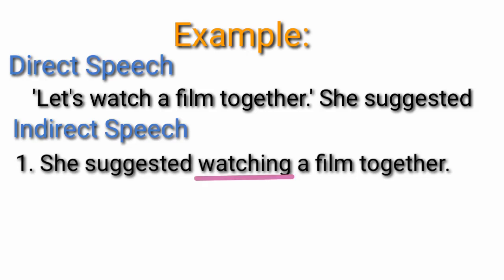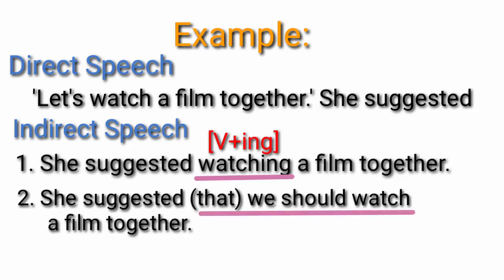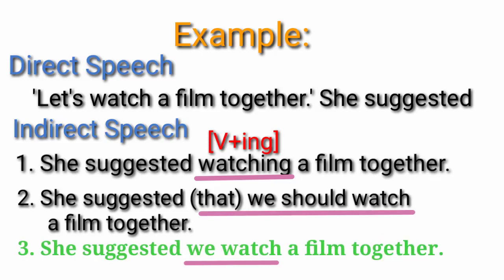And here we have the gerund, verb plus ing. Two. She suggested that we should watch a film together. So here, statement with should. And that is always optional. Three. We can also say she suggested we watch a film.